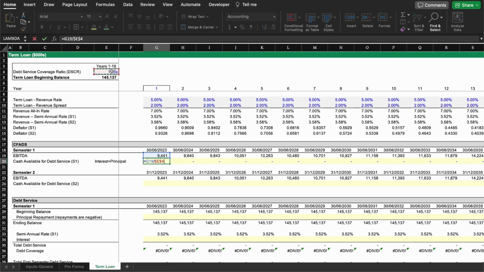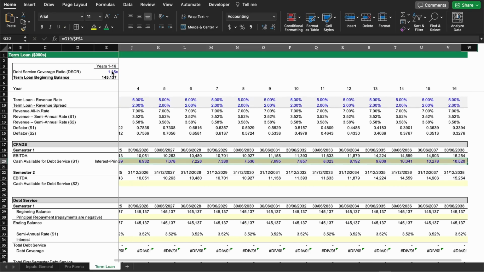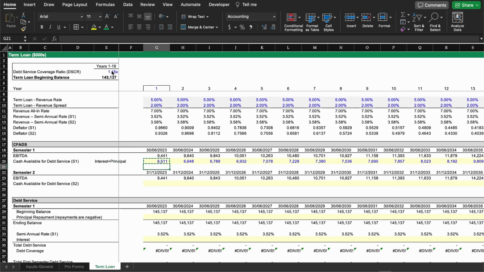And I'm going to just press F4 here. I'm going to copy and paste everything across. Let me see if this is correct. And I'm going to copy everything across in here. So this number here is divided by 2 because we're getting the numbers from the EBITDA in the pro forma.